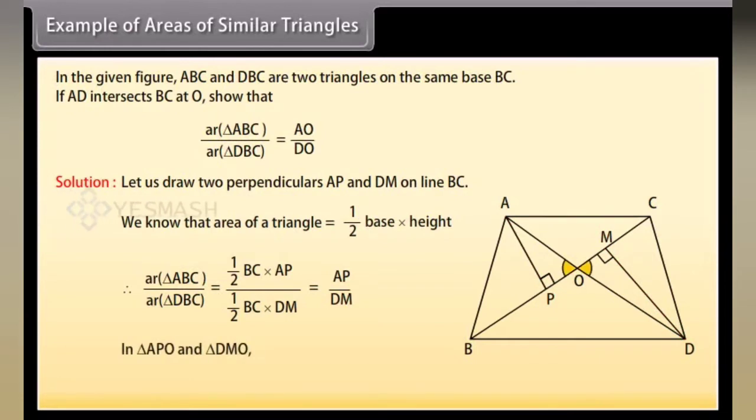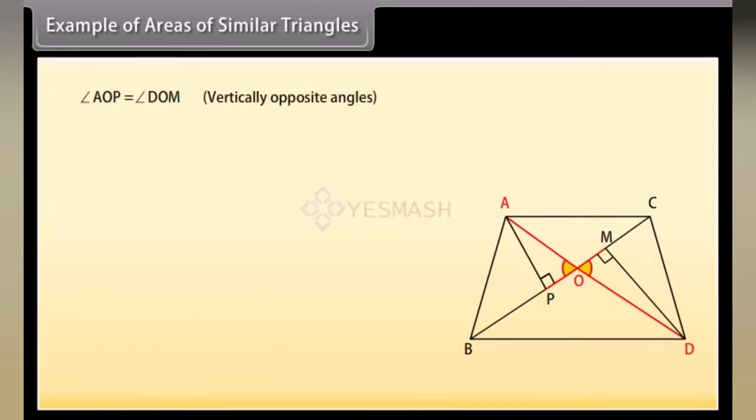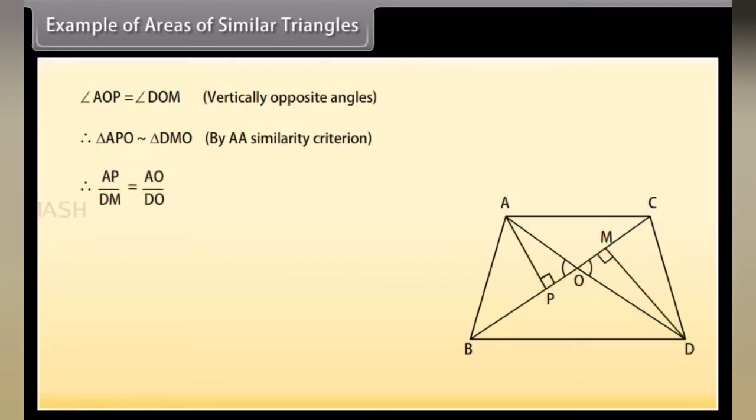In triangle APO and triangle DMO, angle APO equals angle DMO, each 90 degrees. Angle AOP equals angle DOM, vertically opposite angles. Therefore, triangle APO is similar to triangle DMO by AA Similarity Criterion. Therefore, AP upon DM equals AO upon DO, which implies area of triangle ABC upon area of triangle DBC equals AO upon DO.